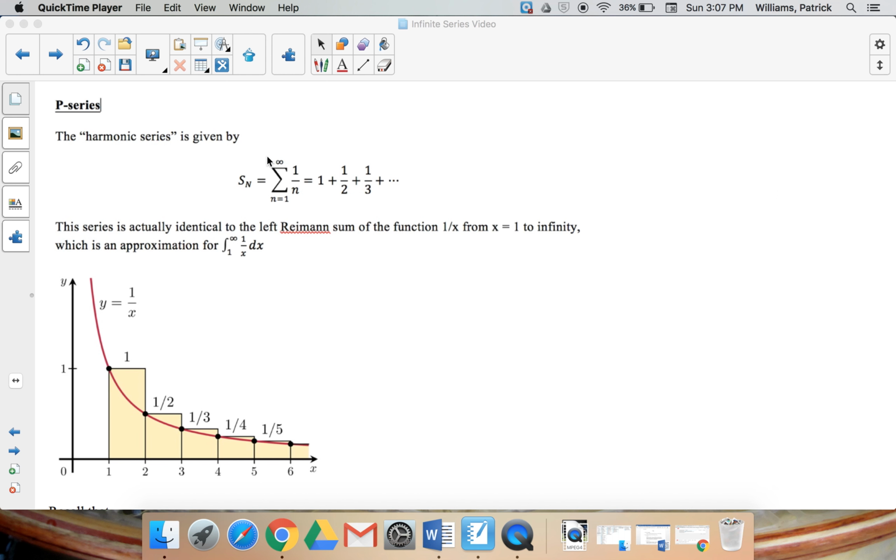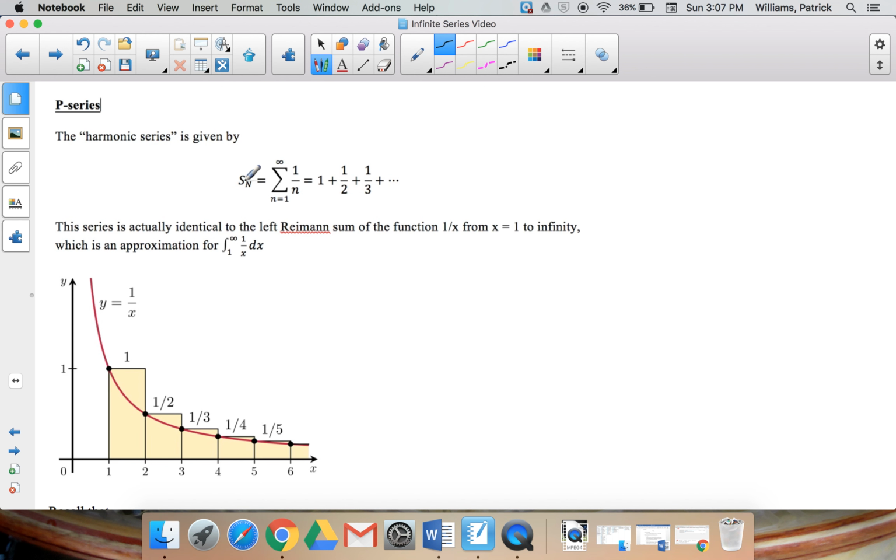So let's take a particular series which is called the harmonic series, which is 1 over n. All right, so if we take that as an infinite series, if we start at n equals 1 and go to infinity, we're just going to get 1 plus a half plus a third plus a fourth plus a fifth plus a sixth, and it's just going to keep on going, okay?